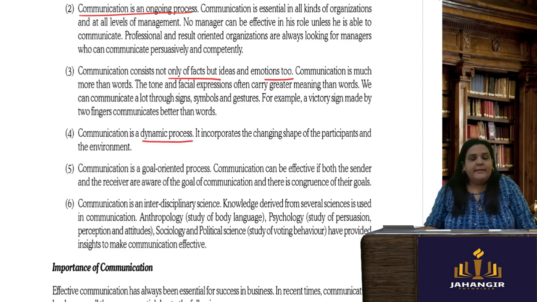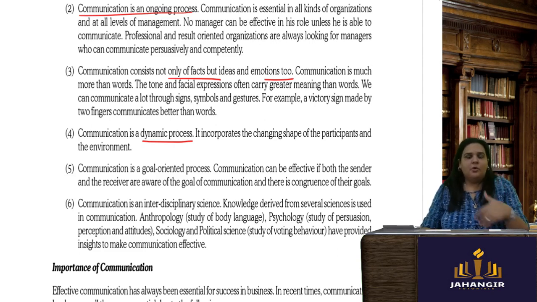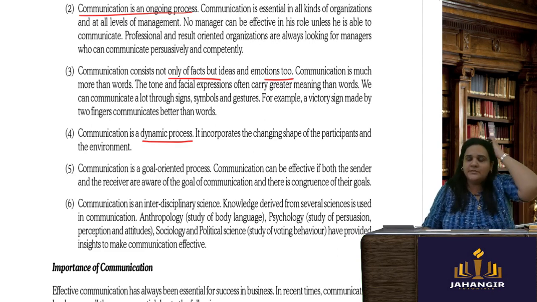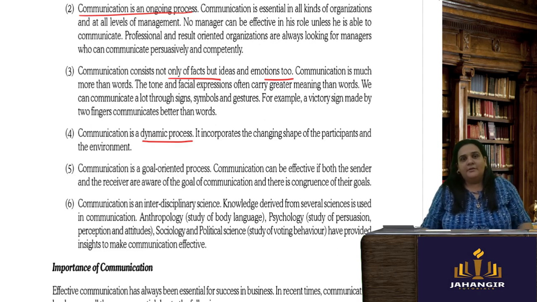Communication is a very dynamic process. It keeps changing. It incorporates the changing shape of participants and the environment. So today we are sitting with an audio visual form of communication. Initially we used to have the telegram. In old times, if a person wanted to communicate from one end to another, we didn't have telephones. Then came the era of telephones, then mobile phones, then laptops and audio visual and everything.